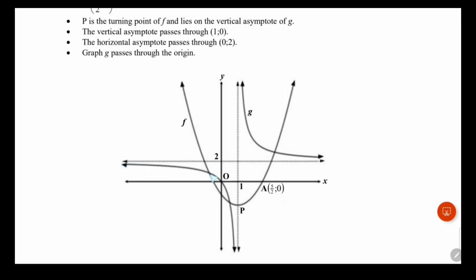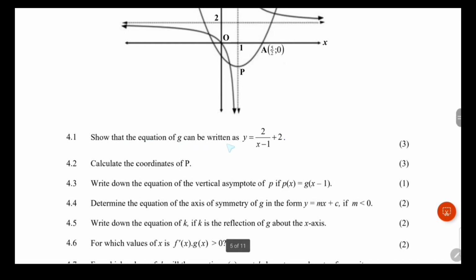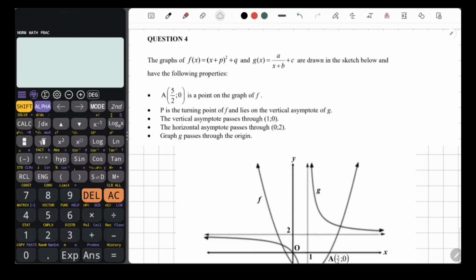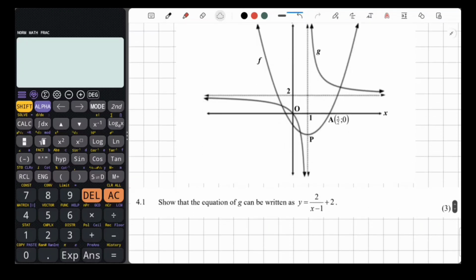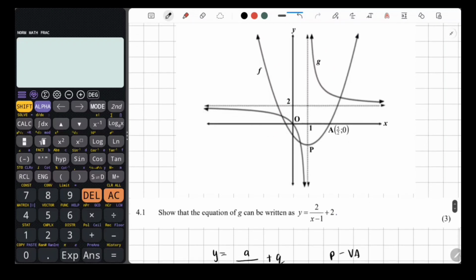So we can see now that the graph of g also has a coordinate at the origin, which is of course (0, 0). So the first question is, show that the equation of g can be written as this. They basically just want us to find the equation of g. When finding it, there's something we need to remember. g is a hyperbola, and the general equation of a hyperbola is y = a/(x - p) + q. Remember, p is your vertical asymptote and q is your horizontal asymptote. They actually did give us these asymptotes, so we can go ahead and look for them.